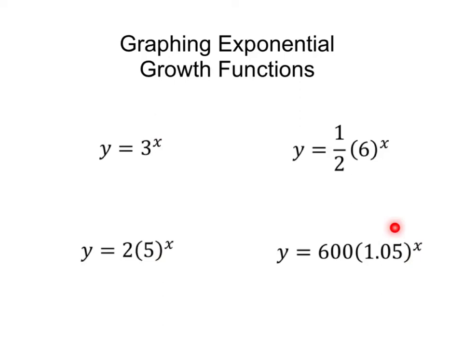But the defining characteristic of what makes these exponential functions is the fact that our x variable is the exponent. 3 to the x power, 1/2 times 6 to the power of x, 2 times 5 to the power of x, 600 times 1.05 to the power of x. Or I could even write one like this: y is equal to 3 times 7 to the x minus 3 power. Again, the key thing is that I have my x value as part of the exponent. That's what's going to make it exponential.